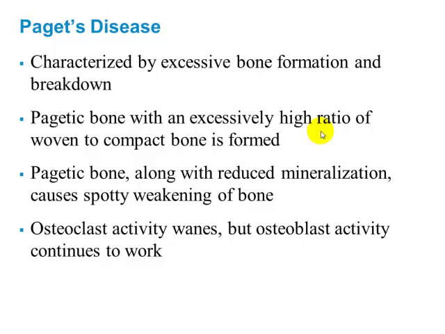Okay. The last thing is something called Paget's disease. In Paget's disease, you have excessive bone formation and breakdown. So you get way too much spongy or woven bone compared to compact bone. The woven bone is where bone gets broken down. You see woven bone first. So here you get, again, spotty weakening of the bone, and that leads to this overall problem.